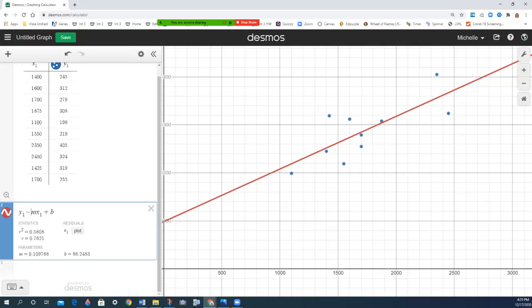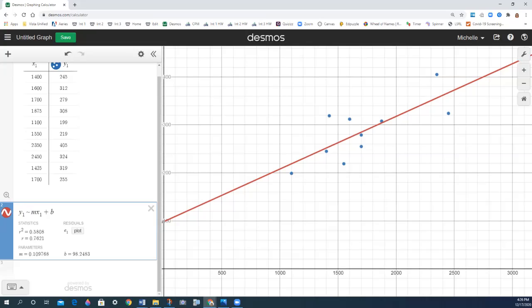Okay, you can see my data following it. Now it also gives me my correlation coefficient R. R is equal to 0.7621. So your correlation coefficient should be between -1 and 1. If it was negative, it would be a decreasing line. This is positive because it's an increasing line.